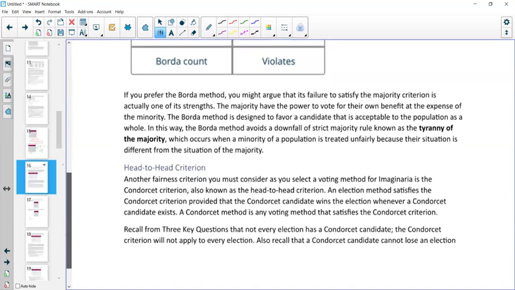If you prefer the Borda method, you might argue that its failure to satisfy the majority criterion is actually one of its strengths. The majority has the power to vote for their own benefit at the expense of the minority. The Borda method is designed to favor a candidate that is acceptable to the population as a whole. In this way, the Borda count method avoids the downfall of strict majority rule known as the tyranny of the majority, which occurs when a minority of a population is treated unfairly because their situation is different from the situation of the majority.